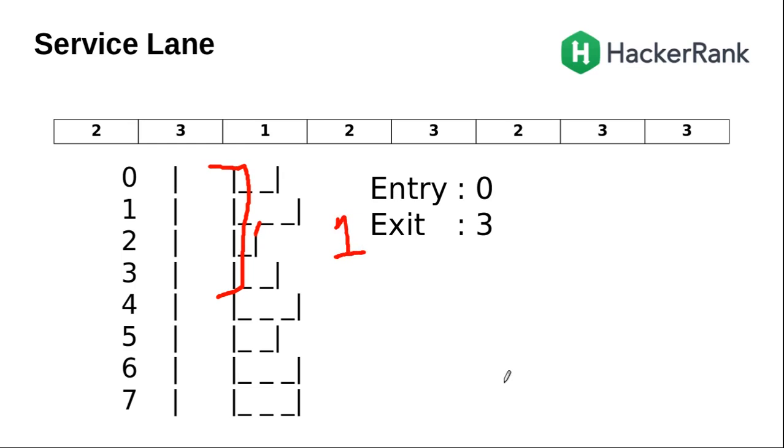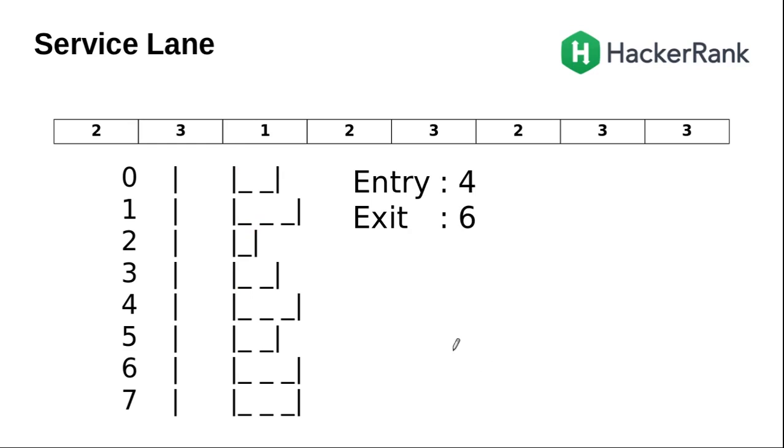Let's take one more input out here. The widths are the same, only the entry point and exit point we are going to change here. Now if I say the entry is 4, you are going to enter from section 4 and you are going to come out from section 6. Now what is the minimum width of the vehicle which can enter here, it is 2.